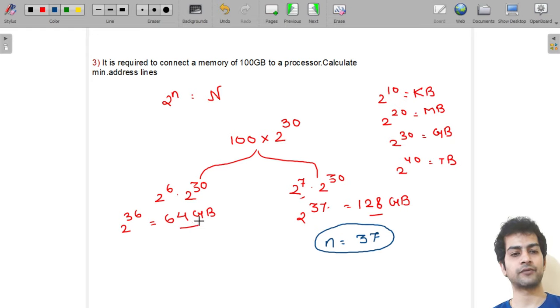Here, if we take 64 gigabyte, which is less than 100 gigabyte, then we will lose data. If we take 128 gigabyte, which is greater than 100 gigabyte, then we will have some empty spaces, but we will not lose any data. So it is better to have empty spaces than to lose data. I hope this question is clear to you.